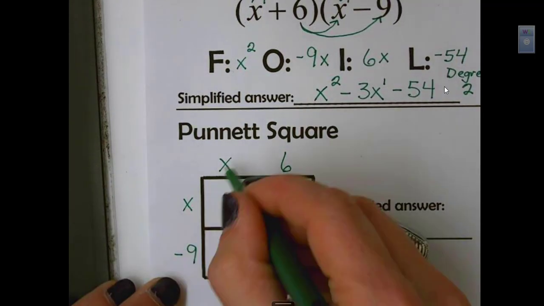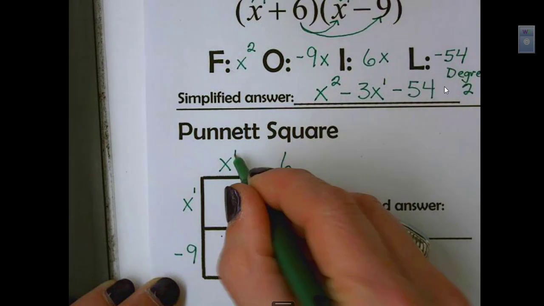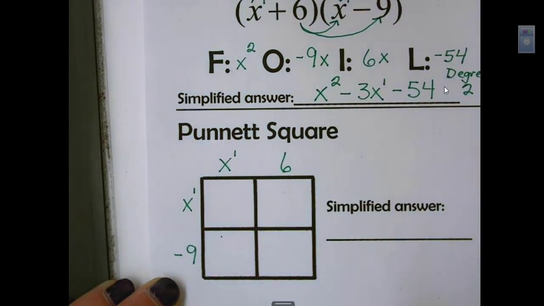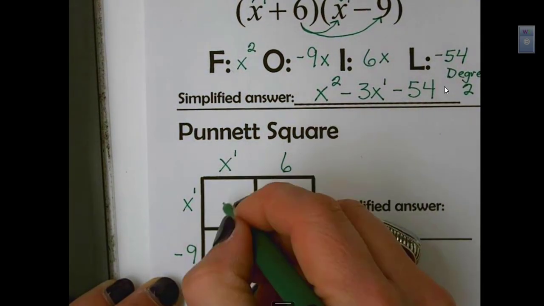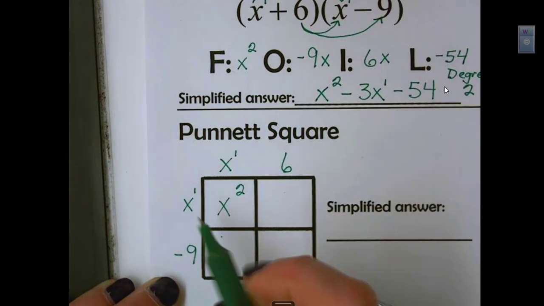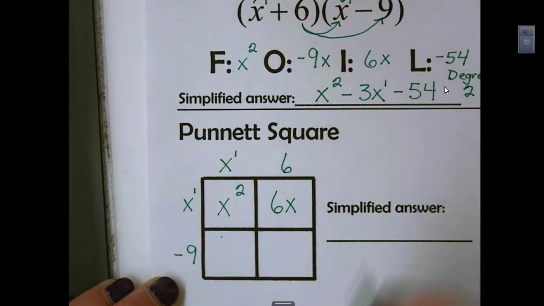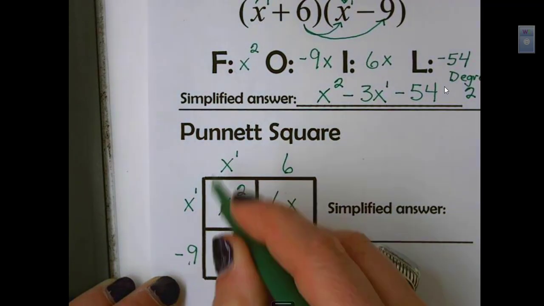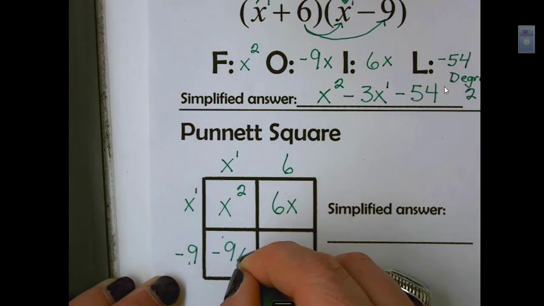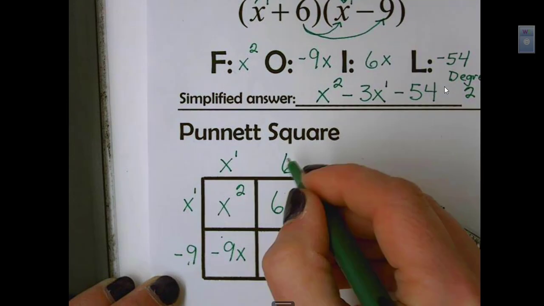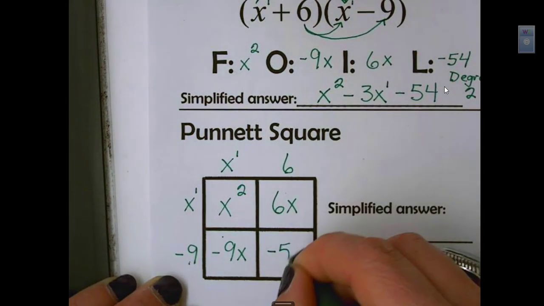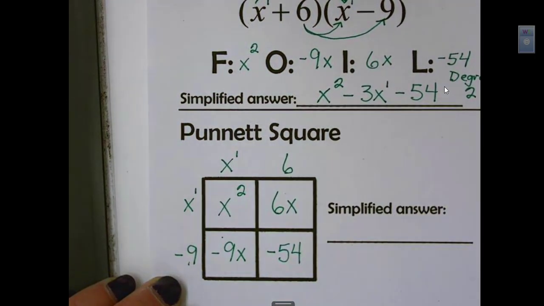We're going to take x times x, and if that helps you, put the exponents there. Those would both be to the first power. 1 plus 1 would equal 2. X times 6, make sure you put that coefficient first, then the variable. -9 times x, and then -9 times 6. And just be real careful with your signs.